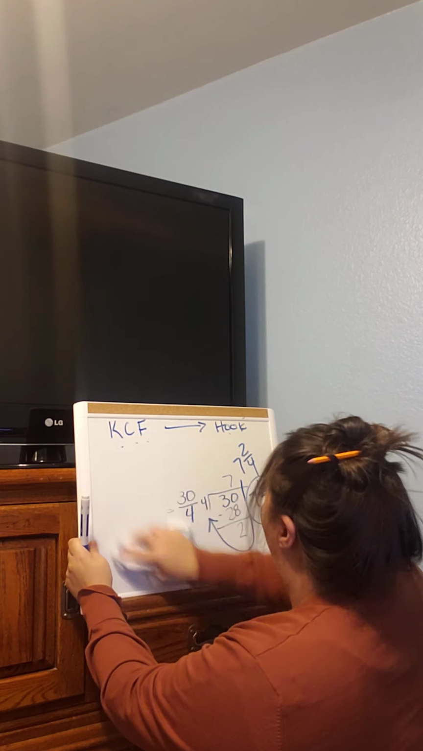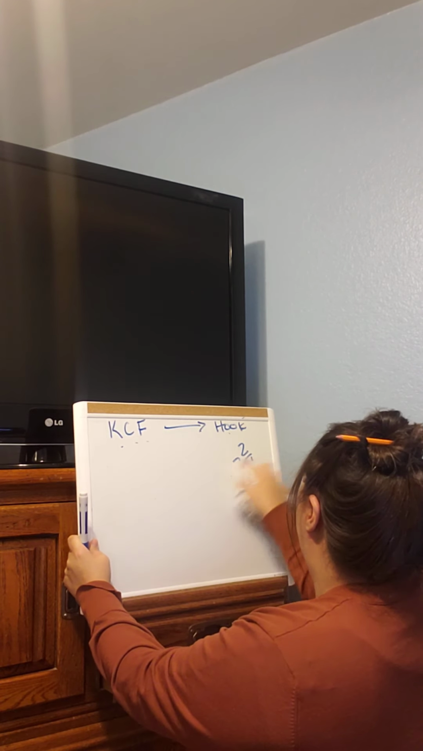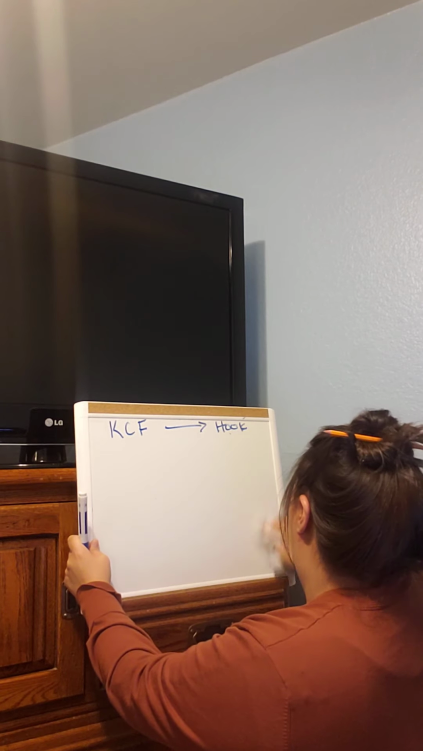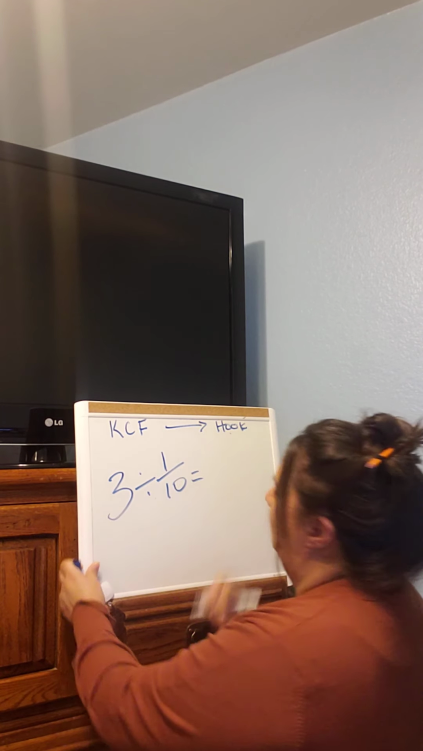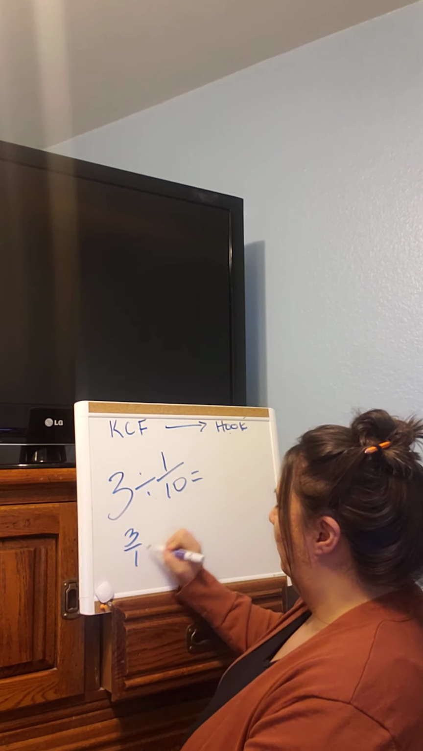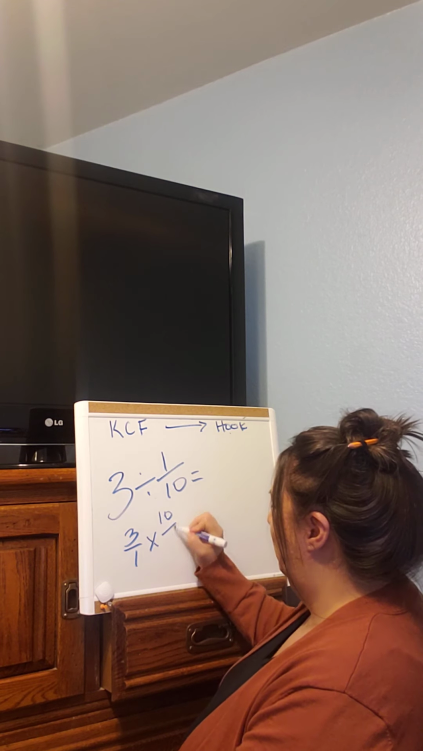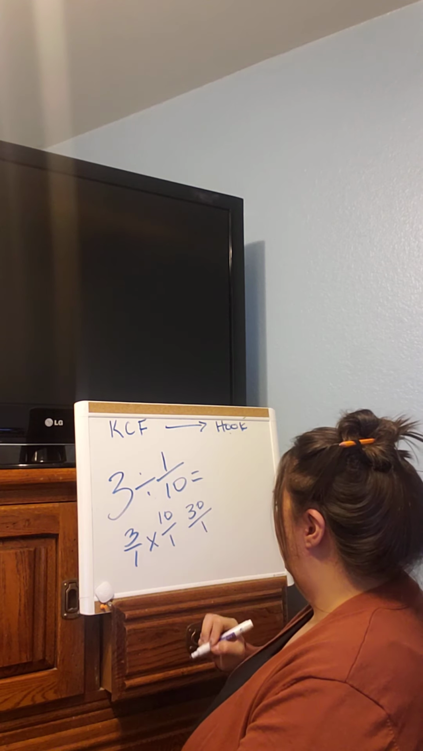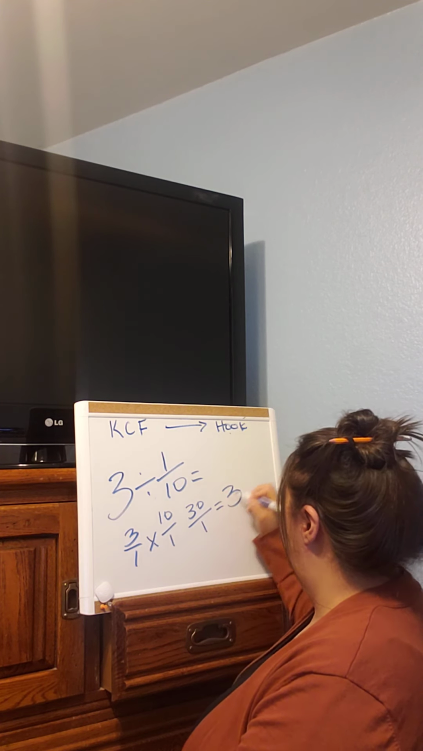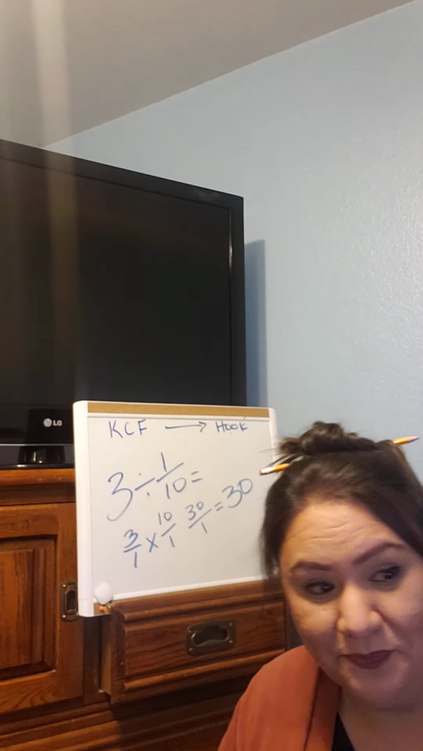So we're going to do one more before we break into groups and start some independent work. So the next one we'll do is going to be 3 divided by 1 over 10. So we'll have 3 divided by 1/10. So it's going to be 3 over 1 times 10 over 1. 30 over 1. Or just 30.